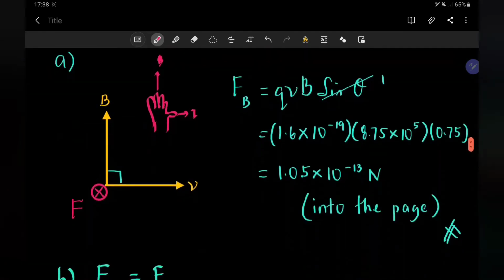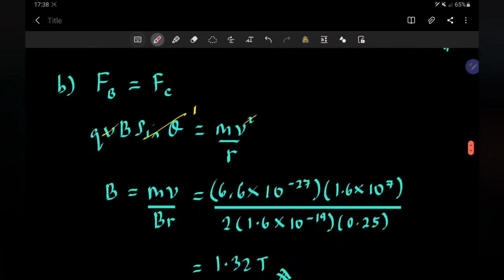So for question b, this is the way. We are talking about a circular motion where F_B equals F_C. F_B equals qvB sin theta and F_C equals mv squared over R. Remember, the particle is moving in a circular path. So qvB sin theta equals mv squared over R. Sin theta is for the angle between v and B, where v and B are perpendicular to each other, giving sin 90, which equals 1. And then v and v squared, one v cancels.